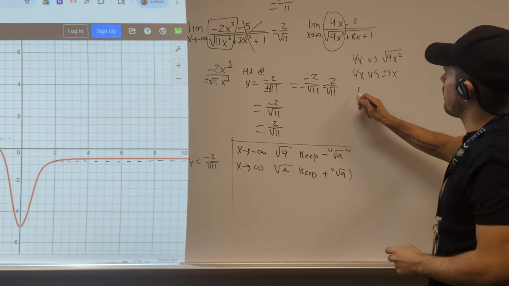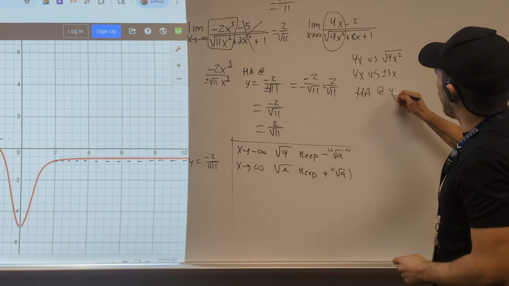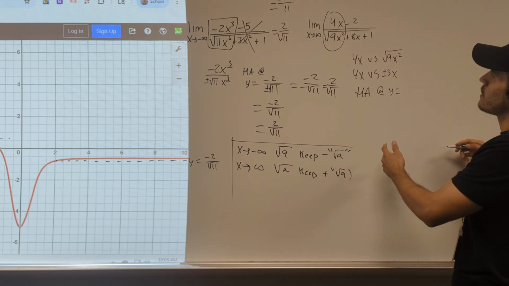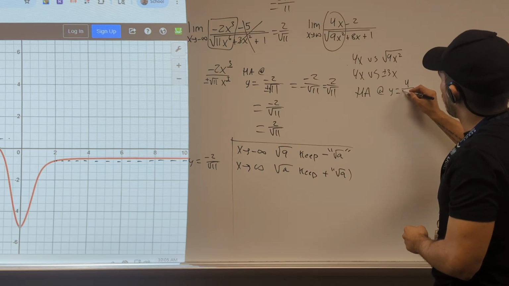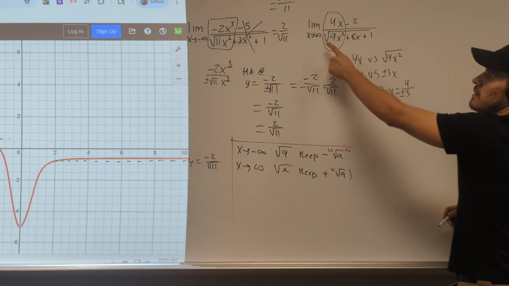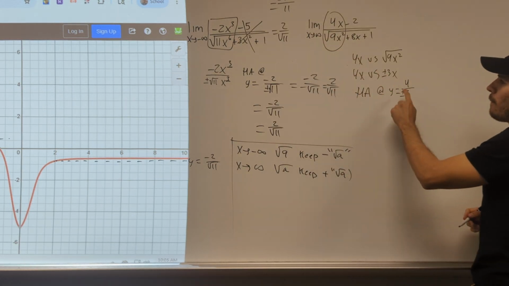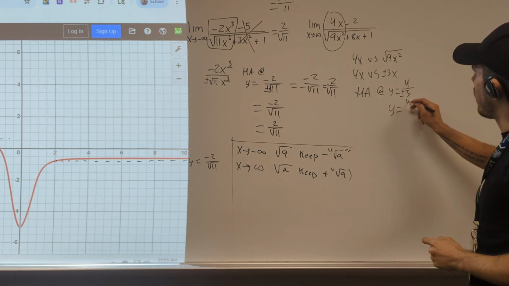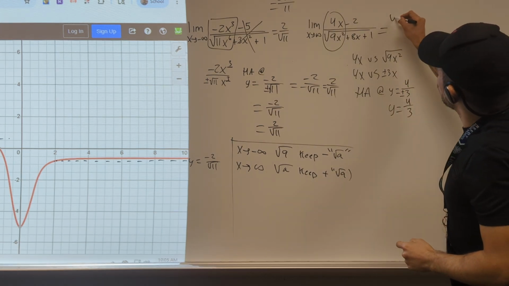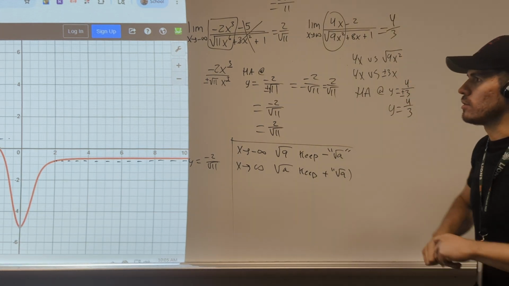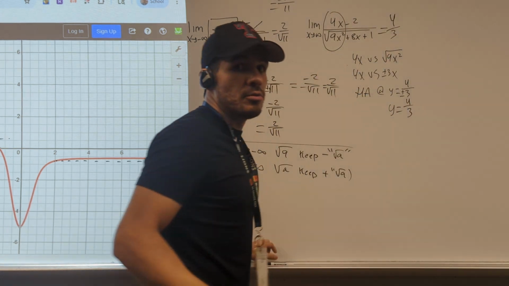So that means I should have a horizontal asymptote at y is equal to dividing the coefficients, which is 4, and then plus or minus 3. Now, since this is going towards infinity, I'm going to keep the positive solution. So that will be y is equal to 4/3, which means my solution to this is 4/3. Cool? So let's use the graph to confirm it.